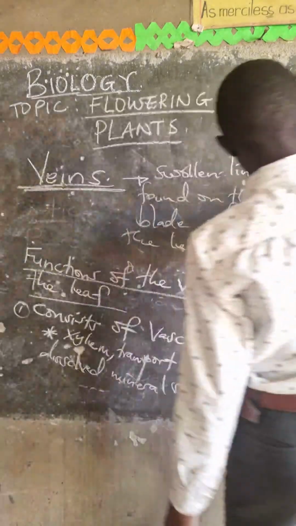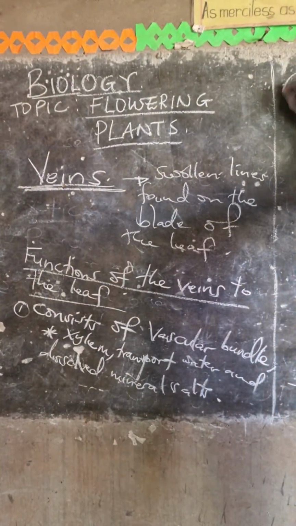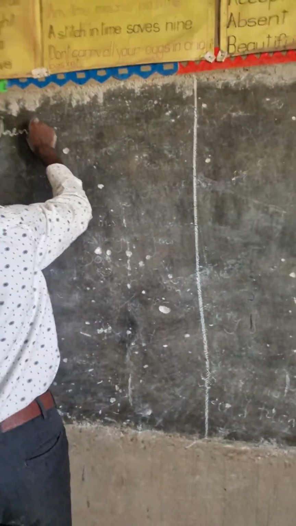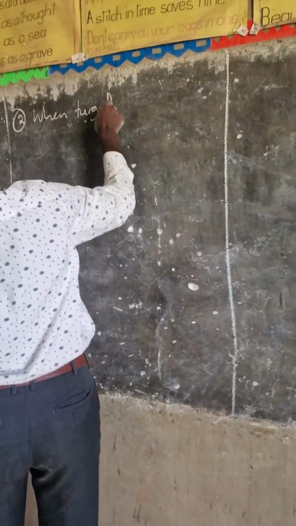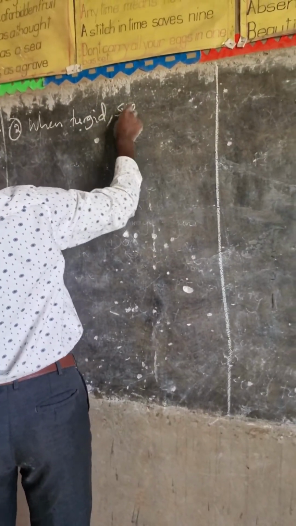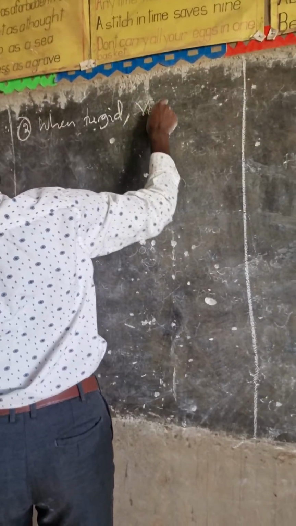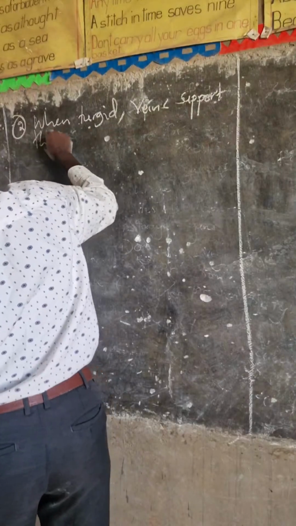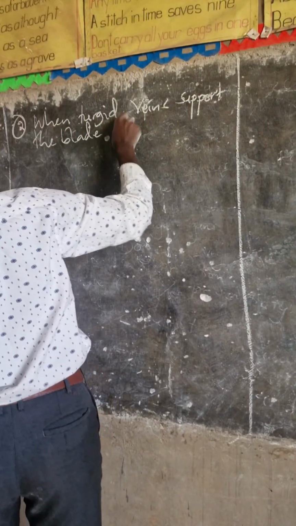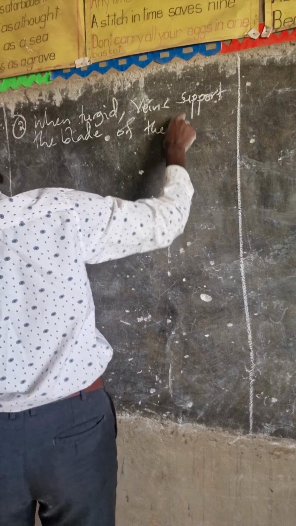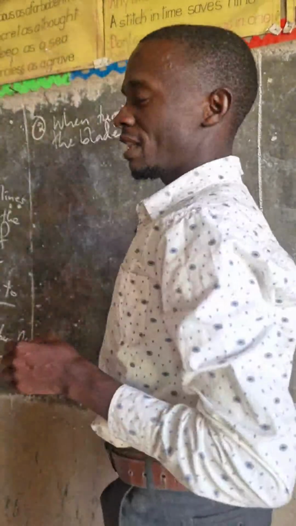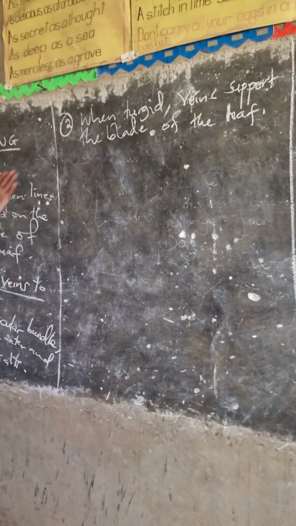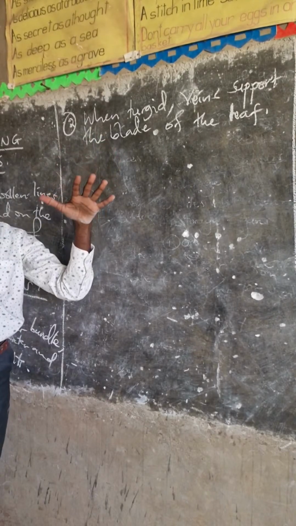When the veins are tagged, the veins support the blade of the leaf. When the veins are tagged, we shall look at the meaning of that word tag. We shall find that they are the veins that support the blade of the leaf.